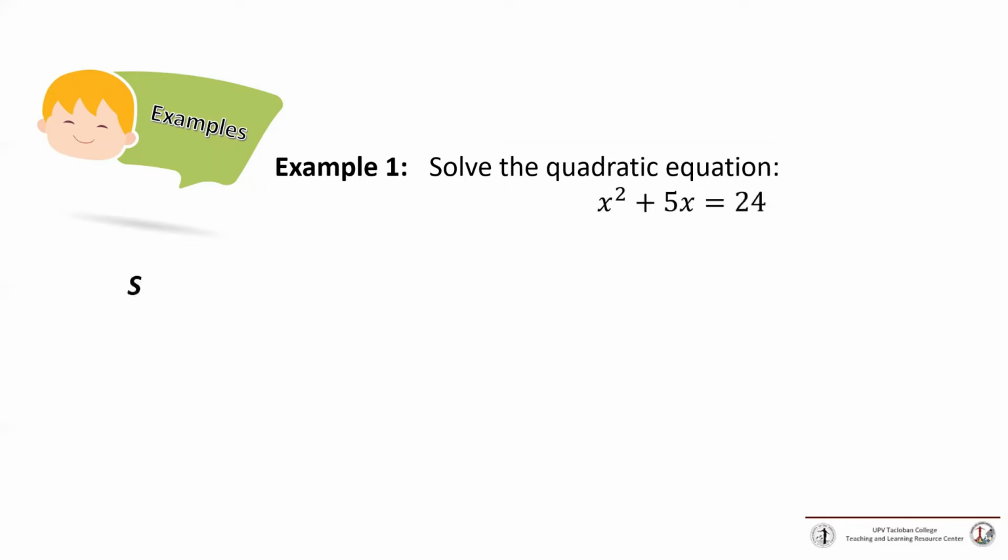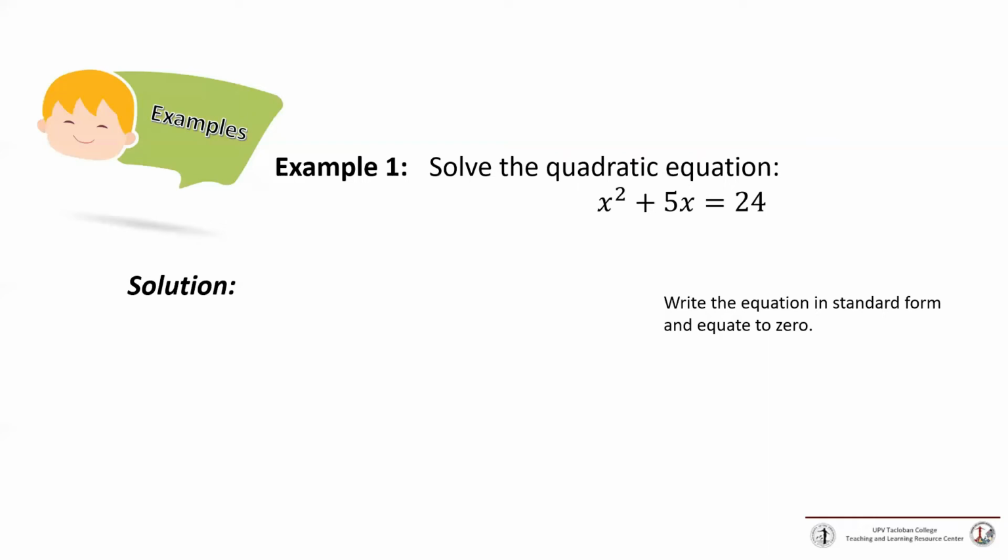For us to understand more the concept of solving a quadratic equation using factoring, we have example 1. Solve the quadratic equation x squared plus 5x is equal to 24. And here is the solution. First, you write the equation in standard form and equate to 0. The standard form is ax squared plus bx plus c is equal to 0, so the right side must be 0.